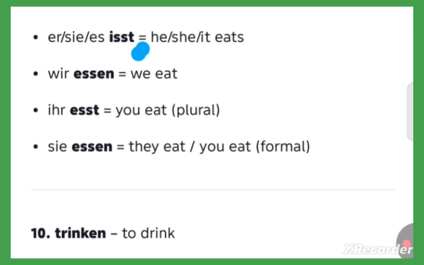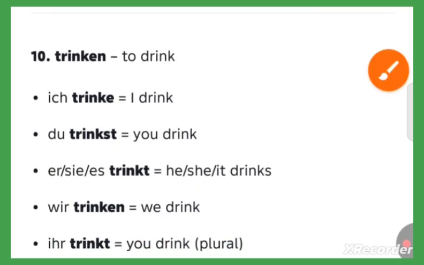Er, sie, es, or the name of somebody eats: it's isst. Er isst, he eats whatsoever he eats, banana. So er isst Banane, he eats bananas. You simply talk about the things that he eats. If it's they, you say sie essen, they eat. Same as wir essen.